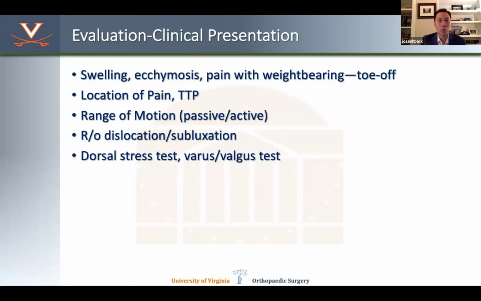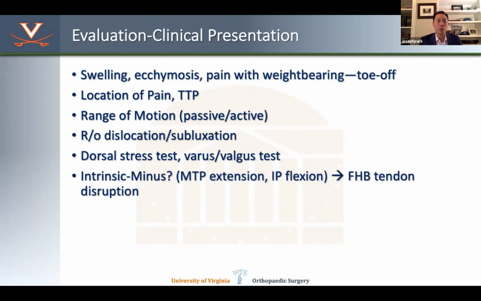You can do a dorsal stress test or varus valgus stress test to evaluate for instability, and look for an intrinsic minus foot, and that's where the MTP is extended and the IP is flexed down, and that indicates disruption of the flexor hallucis brevis tendon, which is secondary to that plantar plate rupture. I always check for strength of MTP flexion. I think a patient who cannot flex through their MTP will be very, very limited from an athletic standpoint.